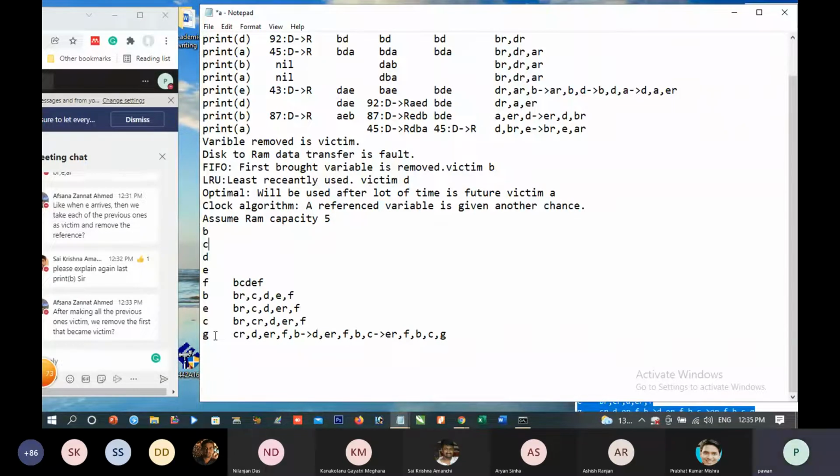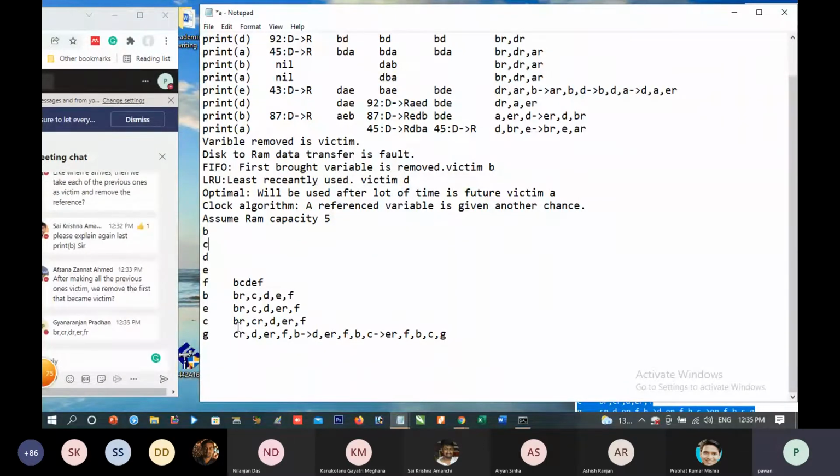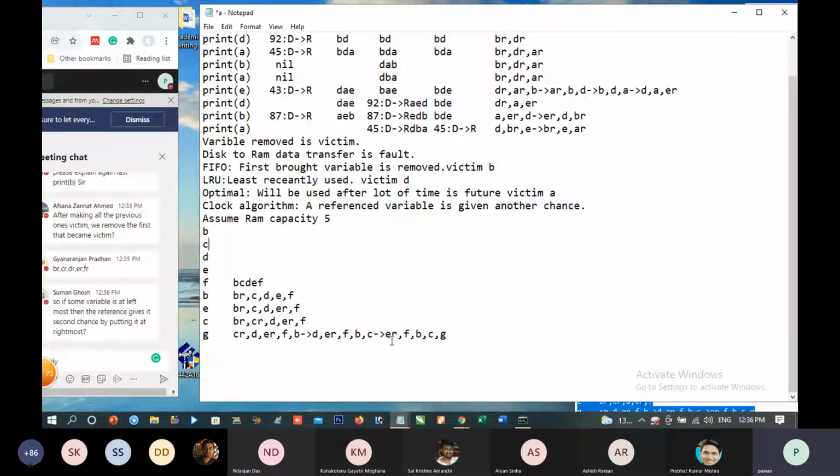Then it becomes C, R. We try to remove B, but B was already referenced. We put it at the back. C, R, D, E, R, F. Then D, C. We shall be putting it at the last. D will be coming in the beginning. Now it is ER. D will be removed. ER will be coming in the beginning. F, B, C, G. So it will happen.